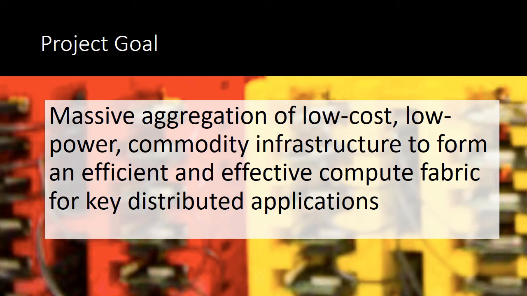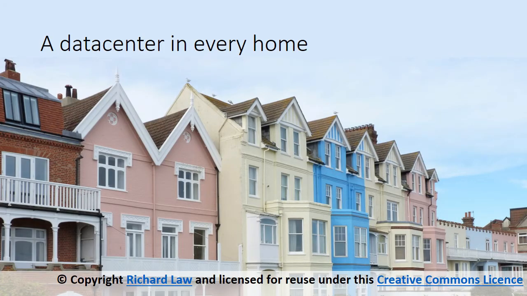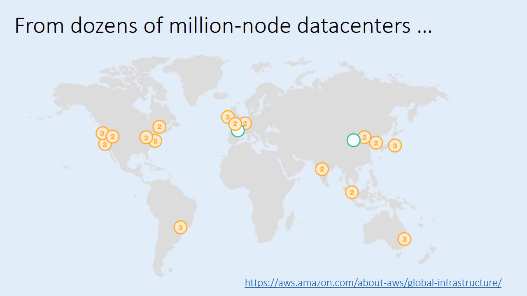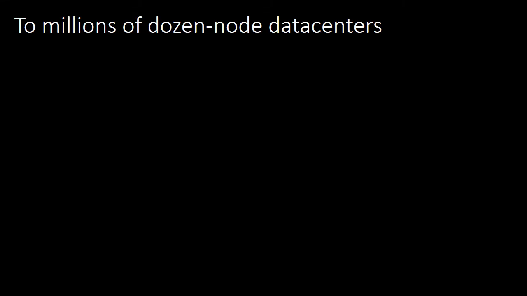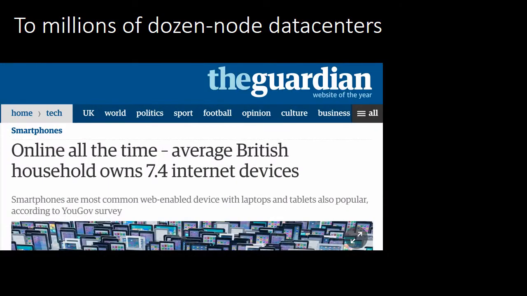And the idea is that we want to create a distributed testbed platform for some kind of applications, not quite sure what yet. So the high-level message is we want a data center in every home. You know how in the olden days people used to go to laundrettes to wash their clothes, and now they have their own washing machines? Well, could you do the same thing with data centers? Rather than go to Amazon or Apple or Google, you could kind of do it yourself. Hopefully. So from dozens of million-node data centers to millions of dozen-node data centers in each home, hopefully. Right, so here we go.